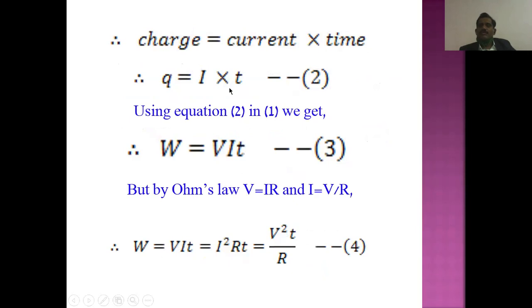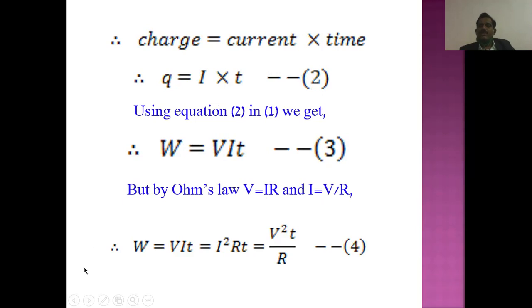Substitute this value in the equation for W. So W is equal to VIT. This is the most important equation: the work done is equal to potential difference into current into time. By using Ohm's law, V is equal to IR and I is equal to V upon R. Substituting V is equal to IR, we get W is equal to I square RT, and substituting I is equal to V upon R, we get the equation V square T upon R. These equations are most important.